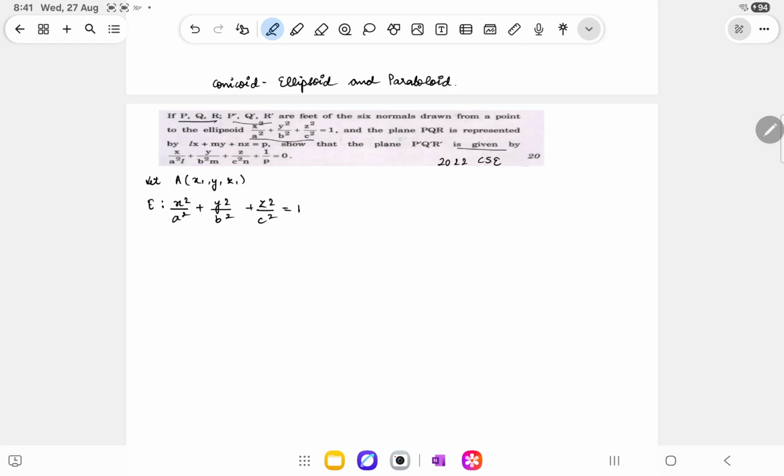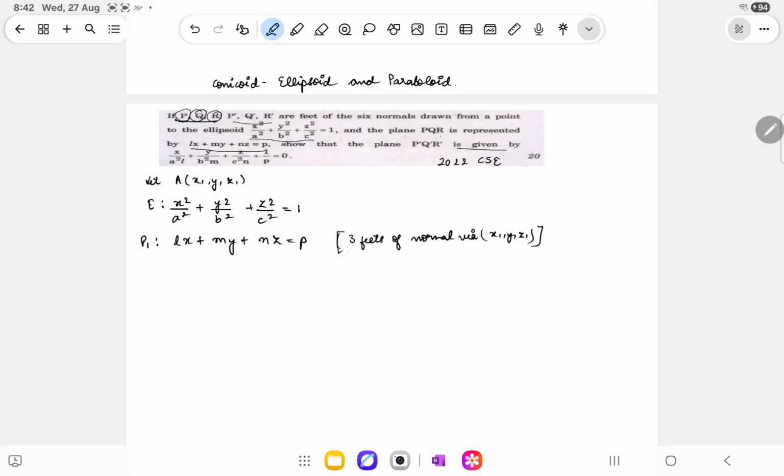So the question further says that the plane PQR is represented by this. My plane is basically Lx plus My plus Nz equals P. So if you observe, the plane PQR will be passing via points P, Q and R. So this plane has 3 feet of normal, 3 feet of a normal passing via x1, y1 and z1.